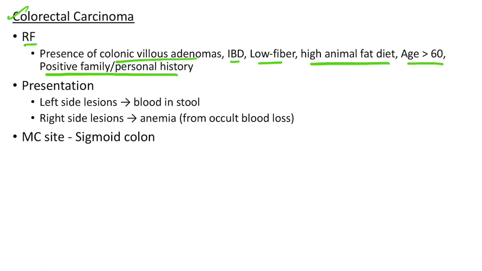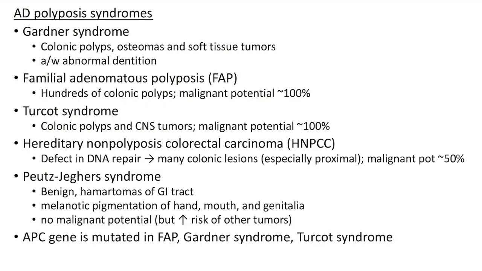Now let us see about the clinical features of colorectal carcinoma. Left-sided lesions present with blood in stool, whereas right-sided lesions present with anemia due to occult blood loss. The most common site of colorectal carcinoma is sigmoid colon.